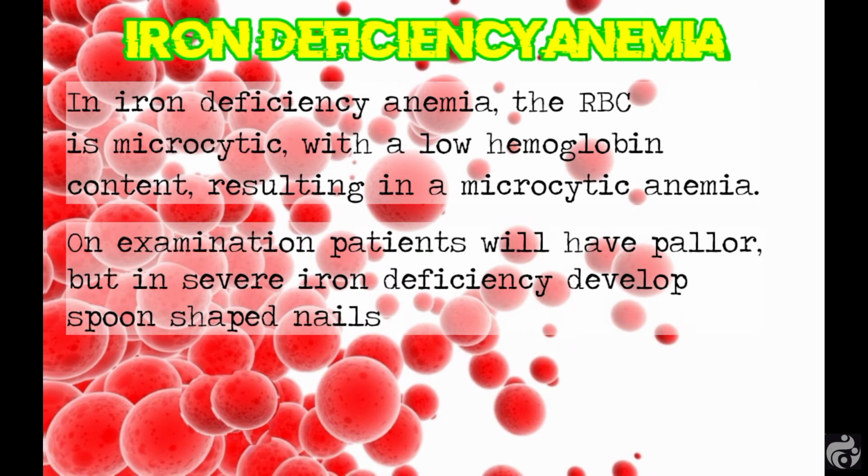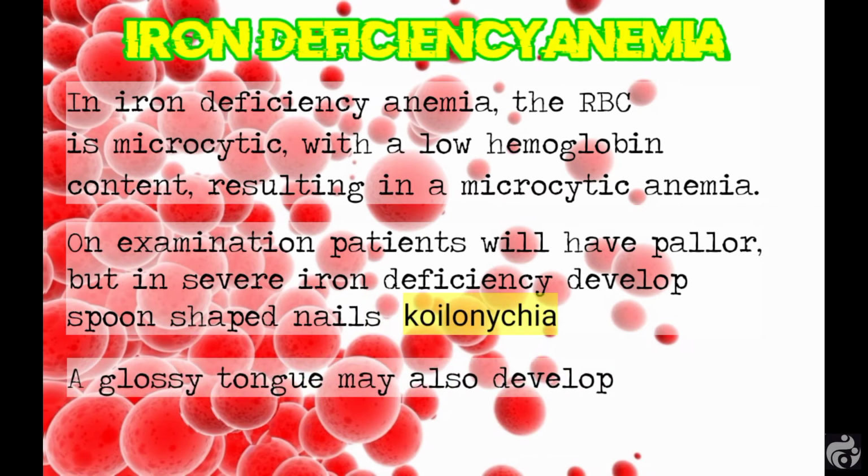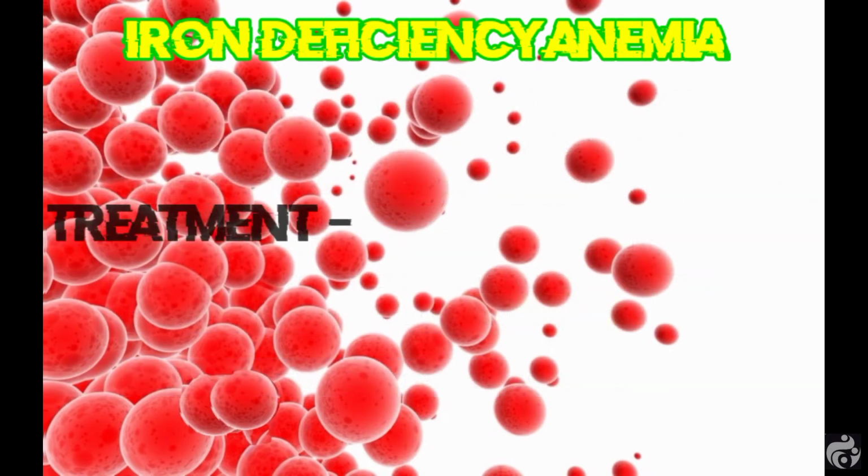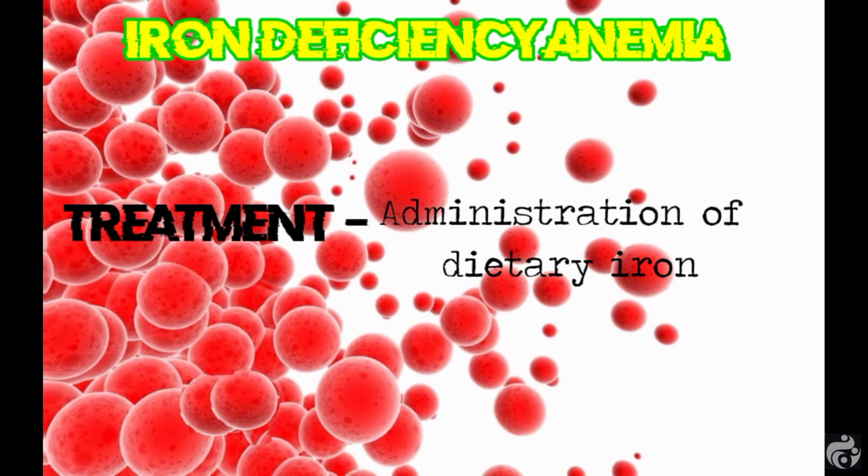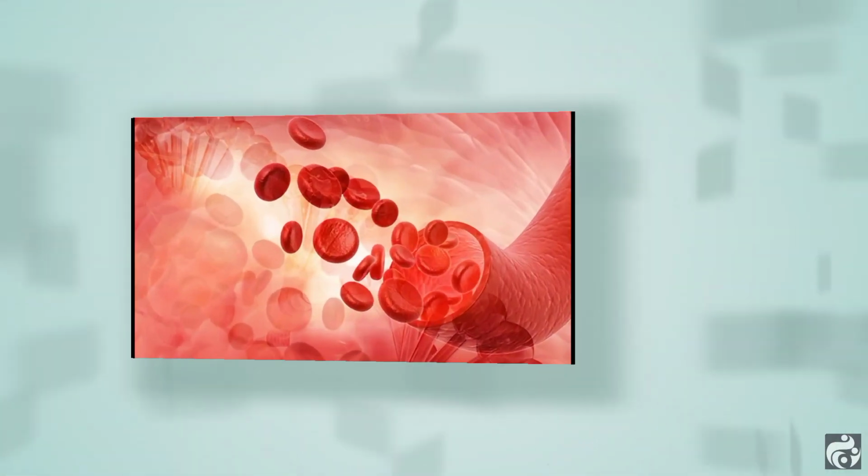On examination, patients will have pallor, but in severe iron deficiency they develop spoon-shaped nails called koilonychia. A glossy tongue may also develop. The treatment of iron deficiency anemia is by the administration of dietary iron.